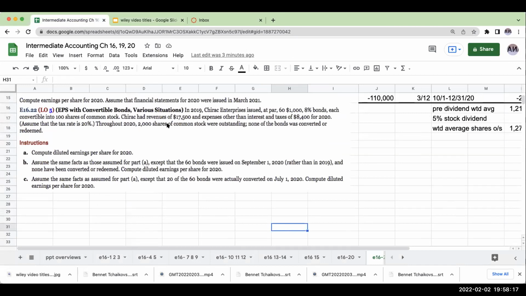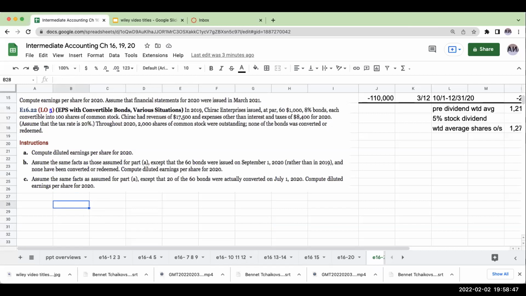Throughout 2020, 2,000 shares of common stock were outstanding. None of the bonds were converted or redeemed. The first question is to compute diluted earnings per share for 2020. Note, we're also going to do basic, because if the diluted amount is higher than the basic amount, it's anti-dilutive and we're not going to show that amount.